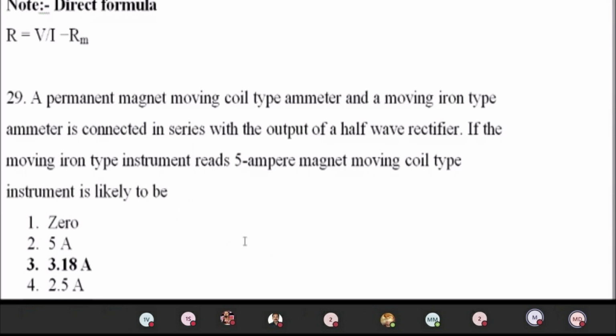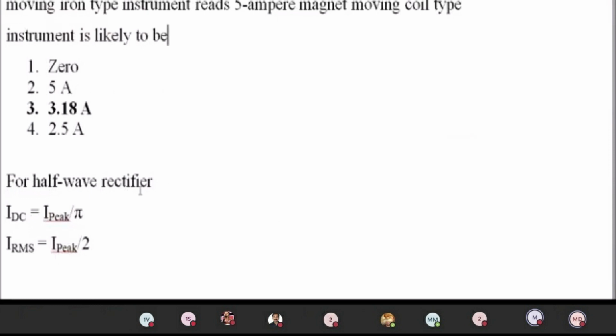Next question: a permanent magnet moving coil type ammeter and a moving iron type ammeter are connected in series. Check in this question, PMMC and MI both have been connected in series with the output of a half wave rectifier. The moving iron type instrument reads 5 amperes. What will be the reading of the moving coil type? So the clue is both PMMC and MI have been connected in series across the half-wave rectifier.